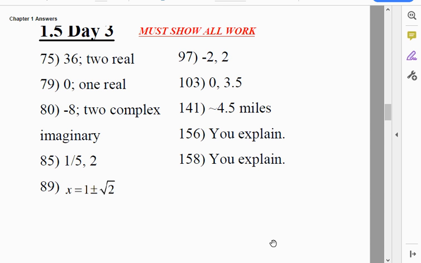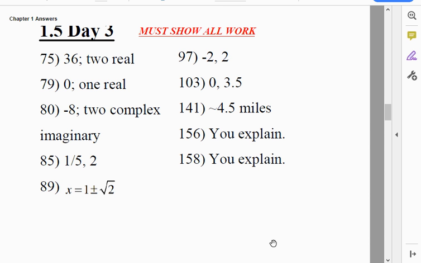So the last section of 1.5 concerned itself with interpreting the discriminant and then solving any quadratic by your method of choice: taking square roots, factoring, using the quadratic formula, or completing the square. So the first three questions dealt with the discriminant. Question 75, the discriminant is positive, and you can take the square roots of positive numbers, so there's going to be two real answers. It was 36 was the discriminant's value.